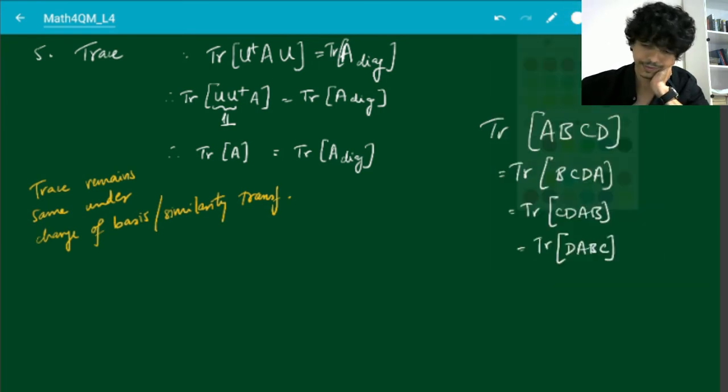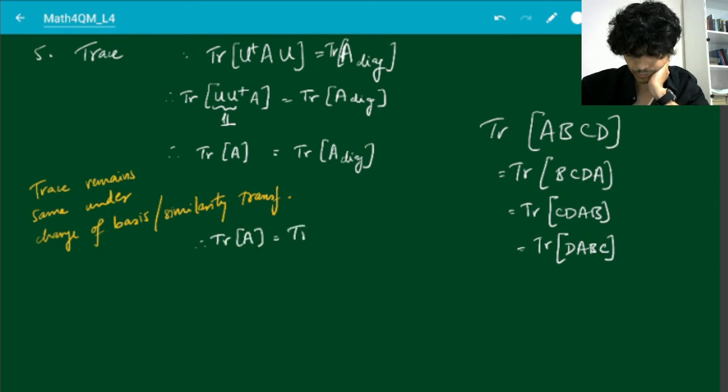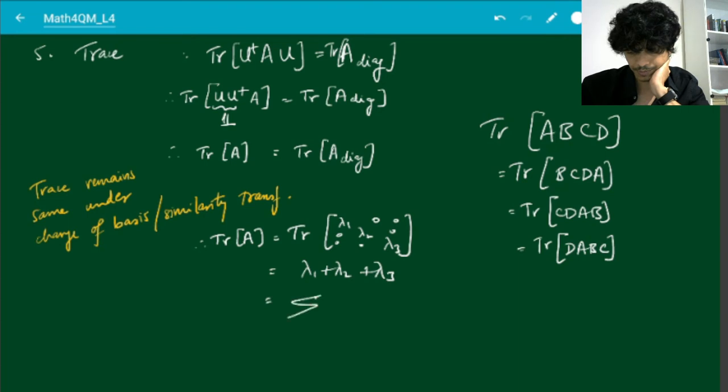Not just that, what is trace of a diagonal matrix? So the diagonal matrix is lambda 1, lambda 2, lambda 3 and zeros everywhere. So if you add up, this is just lambda 1 plus lambda 2 plus lambda 3. Which is the sum over all the eigenvalues. So for any matrix A, the trace is just the sum of all the eigenvalues.